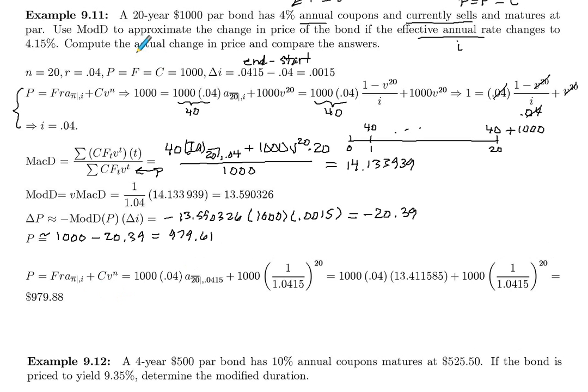So now actually we wanted to compute the actual change in price, so the actual change, delta P here. Here we approximated delta P as negative 20.39. The actual change in price is going to be the new price, 979.88, minus the old price. So end minus start. And this gives negative 20.12. So it's just the difference here of about, what is that, 27 cents? So really nice approximation.